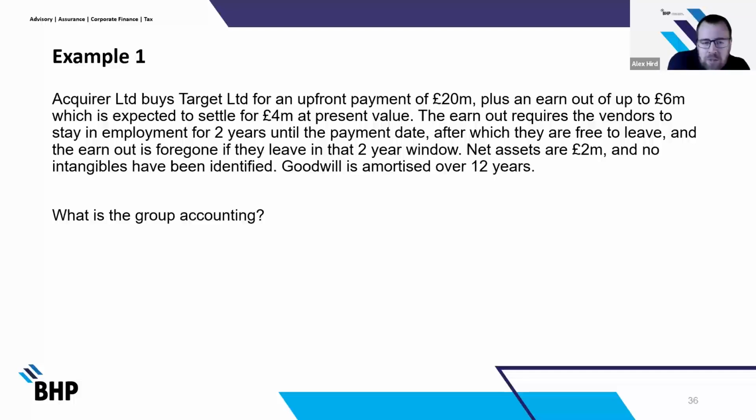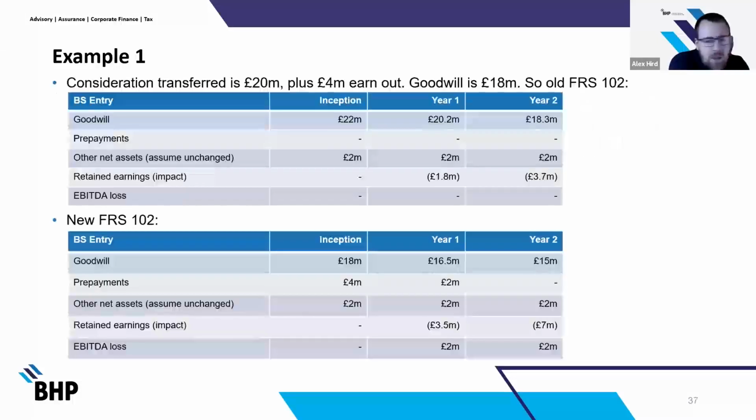We were planning to amortize goodwill over 12 years, and we've got net assets of 2 million. So what is the accounting for this? Without going through the details of this calculation, what we have on screen is the flow through the 2 years. So we can see that under existing EBITDA, it's silent on it.